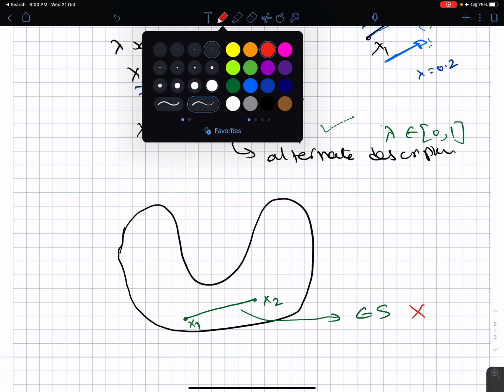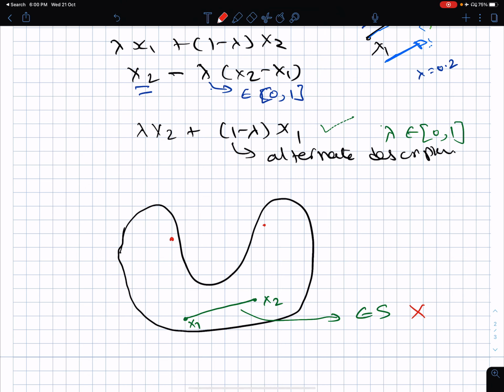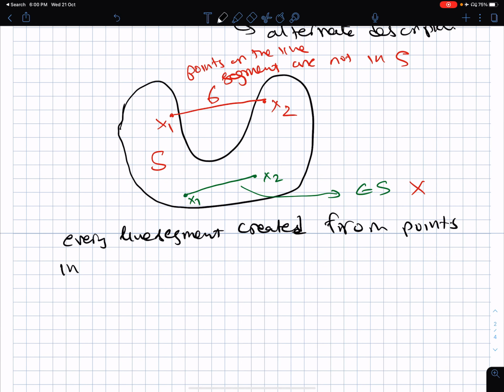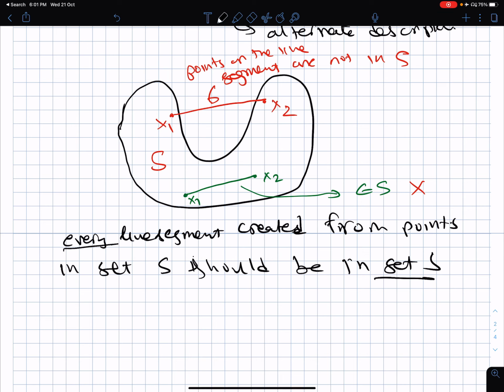Why? Because if I take a line segment, let's say this as x1 and this as x2, and join them, then these points on the line segment here are not in S. This is my set S and these points are not in S. What I am trying to say is that every line segment created from points in set S should be in set S. Then and only then is my set convex.